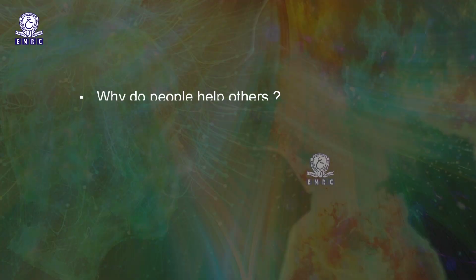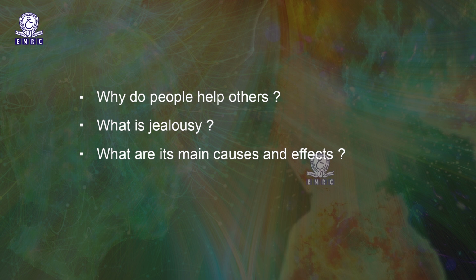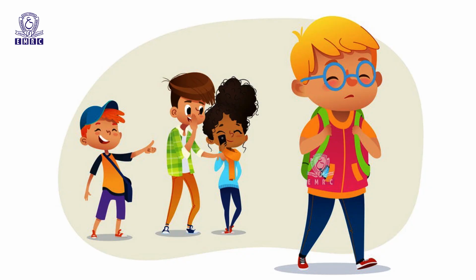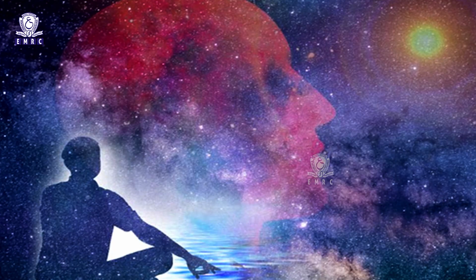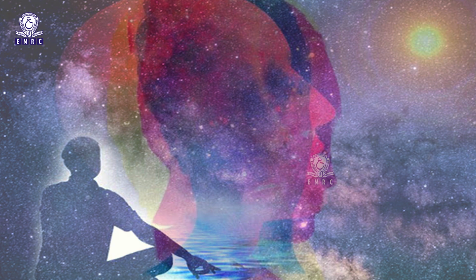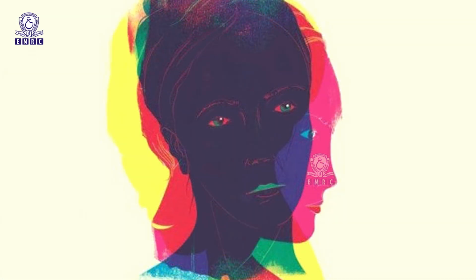Now, consider the following questions. Why do people help others? What is jealousy? What are its main causes and effects? The first question is about overt behavior, that is, behavior which we can directly observe. The second is about an emotional state. Social psychology studies not only the observable behavior, but also the emotions and attitudes which cannot be directly observed.